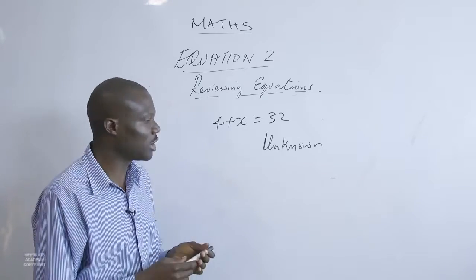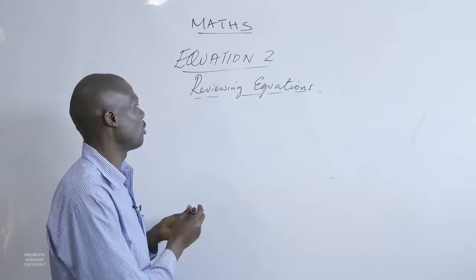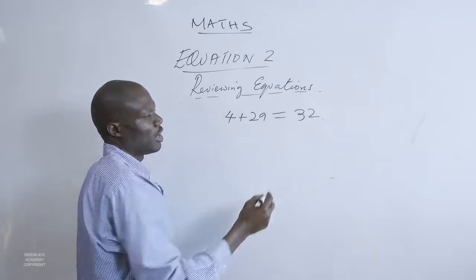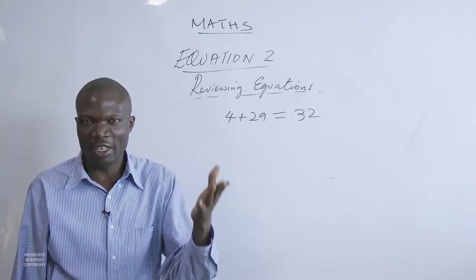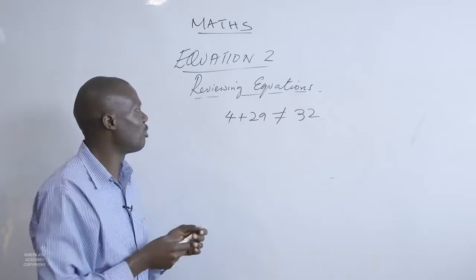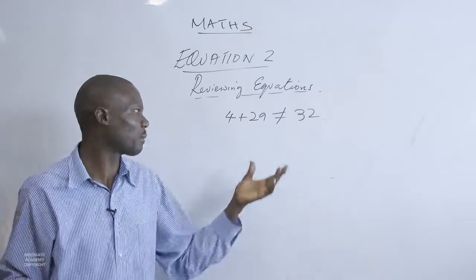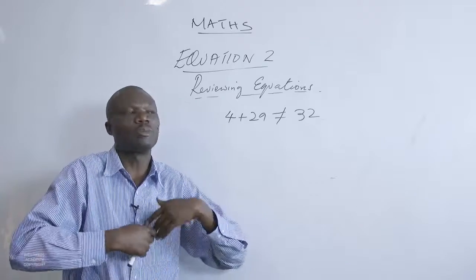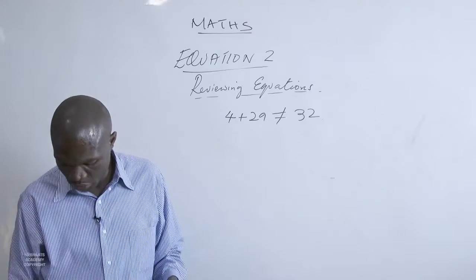And when we have a false statement like the one I had just given earlier on, that 4 plus 29 is equal to 32, it was a false statement. So false statements sometimes can be made true. If you put this sign there, that 4 plus 29 is not equal to 32, is it true or not true? That's a fact, it is true. So this is a false statement that has been changed to be true by putting the sign which shows is not equal to.